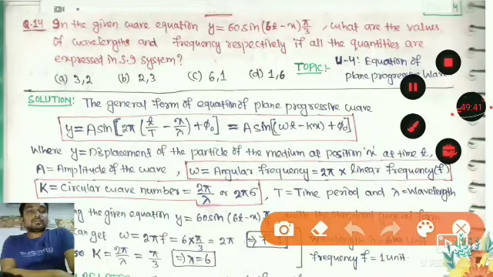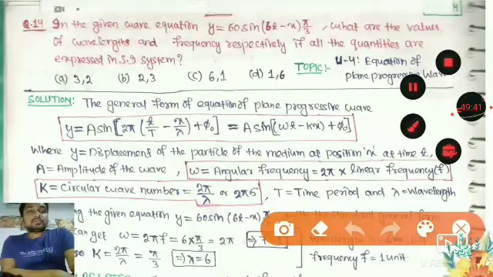What is the theory related? Not much theory in the standard form of progressive wave equation. This is important: in the progressive wave equation, if the signs of the terms containing small t and small x are the same, then the wave is moving in the negative direction of the x-axis. But if they are opposite, then the wave is moving in the positive direction of the x-axis, considering omega t and minus kx.